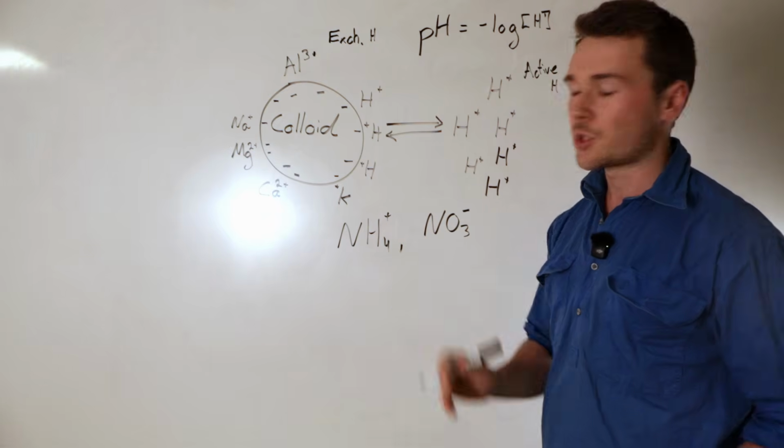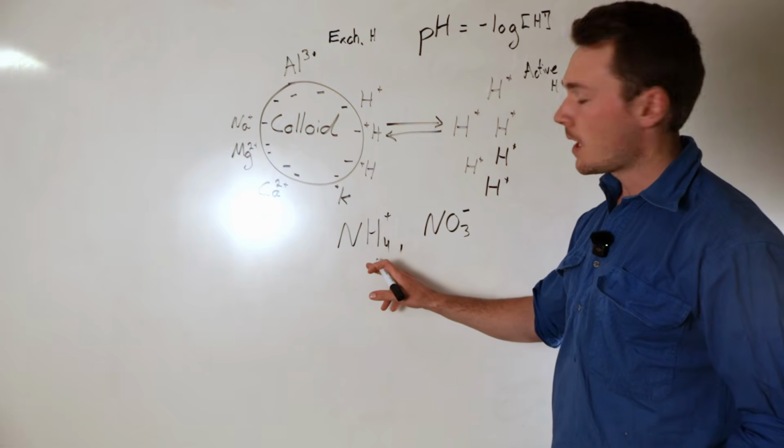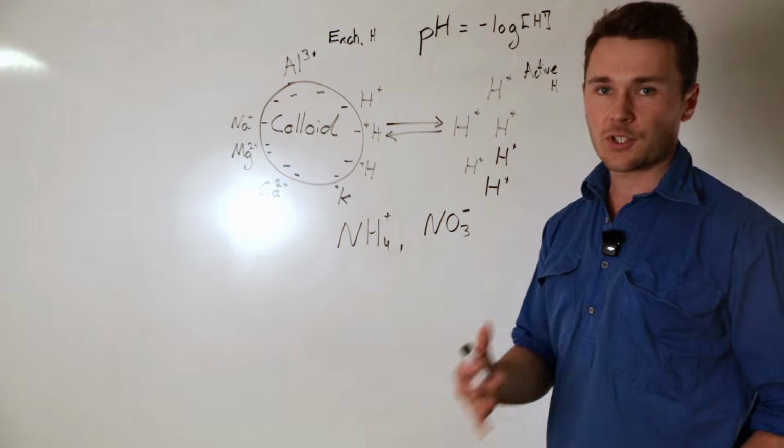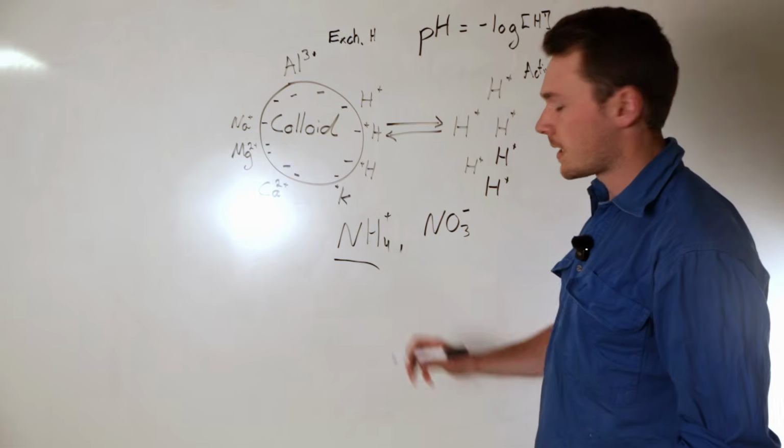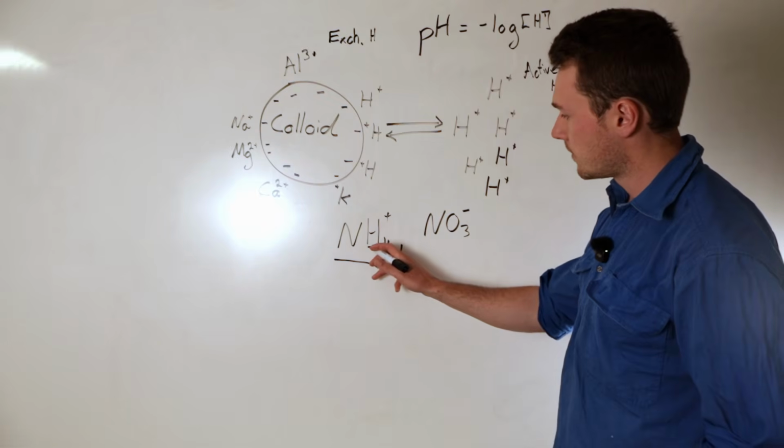We also have urea, which initially enters in as ammonium and then typically gets converted into nitrate. Now as a general rule of thumb, ammonium is acidifying. So if you look here, we've got hydrogen.